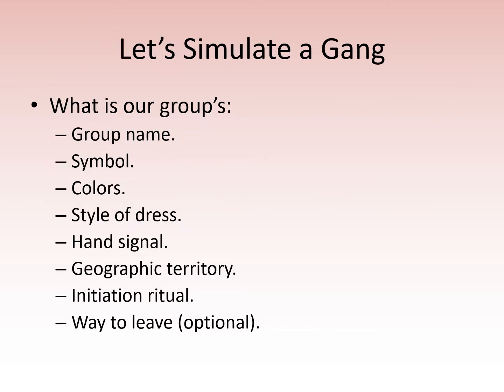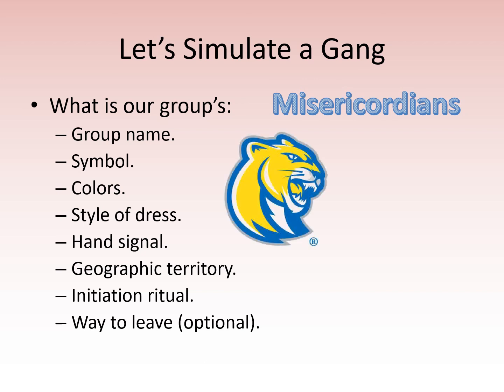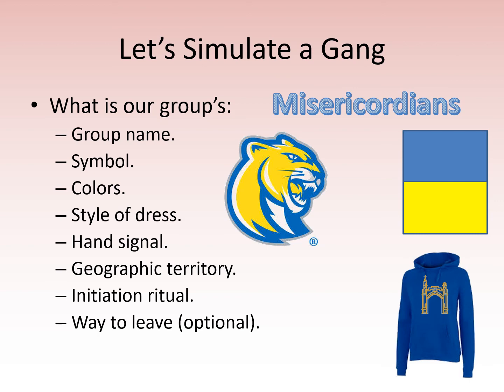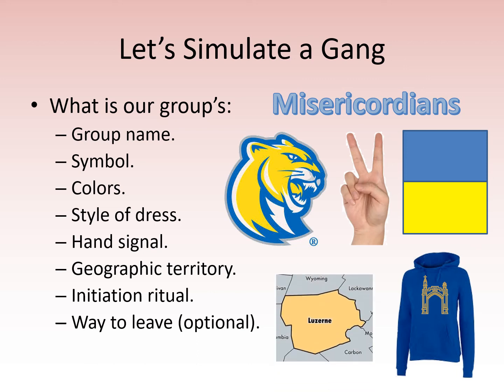So let's simulate a gang. What would it take to create a gang on our campus? Well, we would need a group name. We would need some type of symbol for our group. We could include that in our clothing. We'd need some type of colors. We would need some style of dress that we would all hold in common. We would need some type of hand signal. We would need to identify some territory over which we would be in control. We would also have to determine what's our initiation ritual and is there a way to leave the gang. And again, for most gangs, there is no way to leave them once you get in.